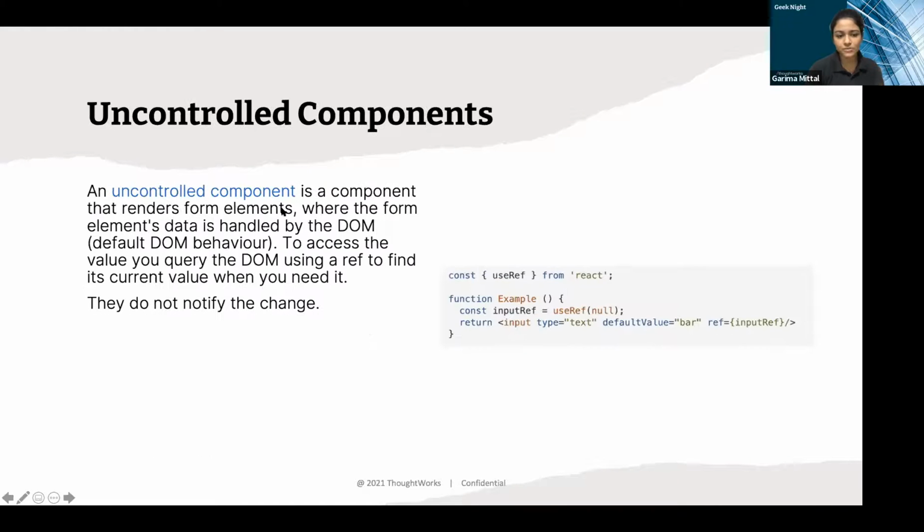And if I go to the uncontrolled component, it's the one where the DOM is in charge, right? And if I need to access the value, I need to query the DOM, and then I can get the value. As you can see here, the input ref, we have used one with null right now. And if I want to have the value, I can extract it from the ref.